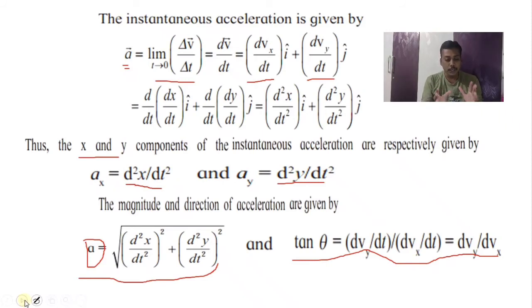So what is the difference between rectilinear motion and two-dimensional motion? One difference is there. See, in rectilinear motion, the displacement is along a straight line. That is, only one component of displacement is there.